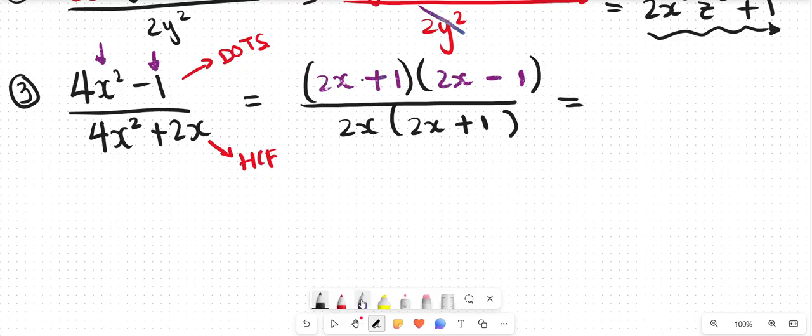Then at this point, I notice that there's a bracket that is the same. This 2x plus 1 with this 2x plus 1 is the same. So it cancels at the top and it cancels at the bottom. What I'm left with at the top is that guy, and what I'm left with at the bottom is that guy.